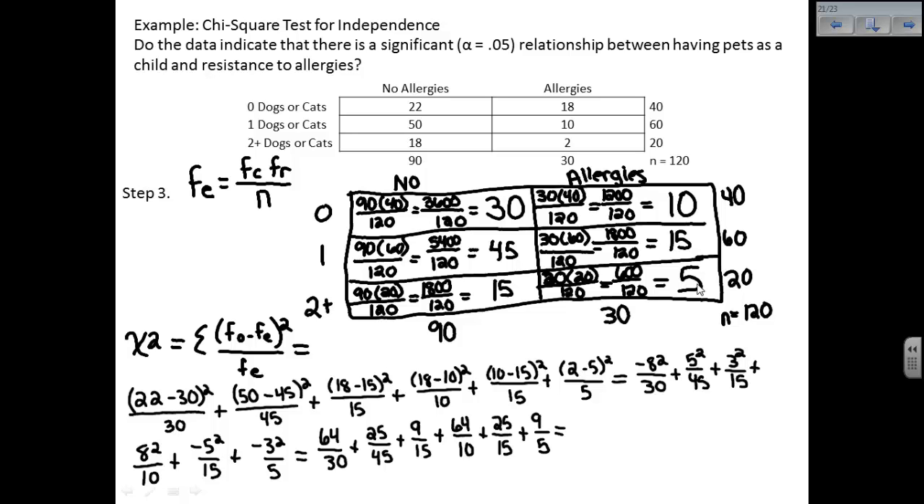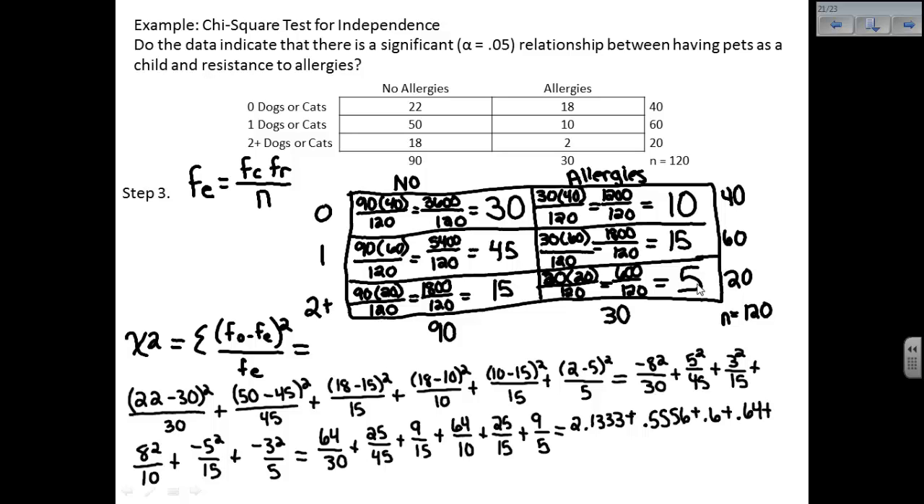So then we end up with, so 64 divided by 30 gives you 2.1333. Remember to round 4 places out as you go, and then at the end you round 3 places out. 25 divided by 45 gives you 0.5556. 9 divided by 15 gives you 0.6. 64 divided by 10 gives you 0.64.